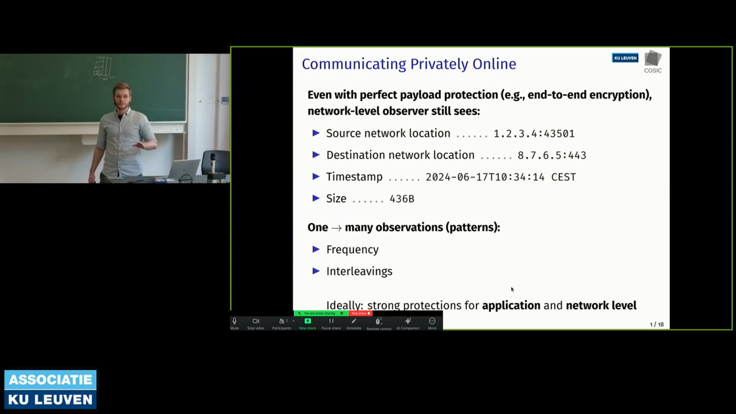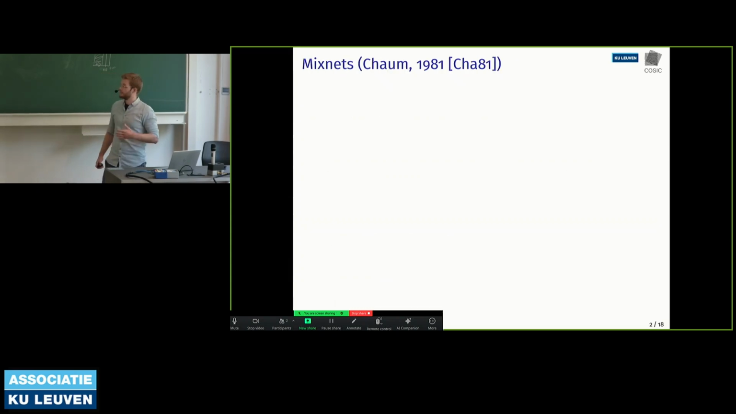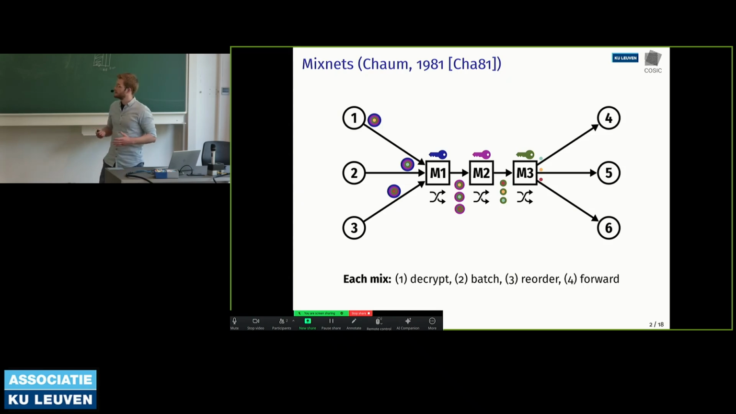Ideally, we would like to have strong protections on the payload level as well as on the network level, right? The payload level protects the content, but then on the network level we do something against this metadata collection that might allow an adversary analyzing this data to make inferences about our behavior, our actions online. A very well-known, very well-established, and by now relatively old concept is the concept of mixnets. It was introduced in 1981 by David Chaum, and to give you a rough impression of what a mixnet looks like at a high level, let's look at this figure.